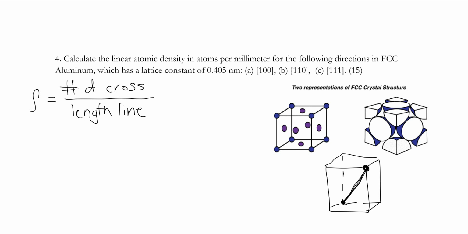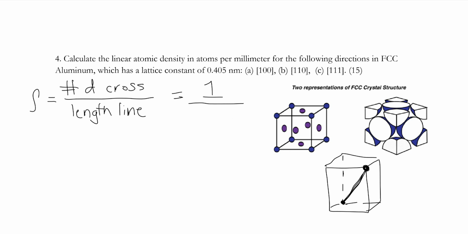Now, let's determine the number of diameters we cross. We pay close attention to it. We cross half a diameter due to the corner atom, and another half diameter due to the other corner atom. So half diameter plus half diameter gives us one total diameter. Therefore, we cross one total diameter along this direction.